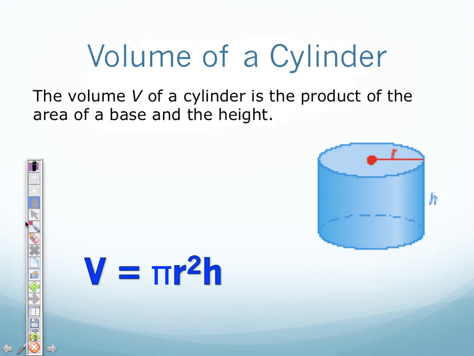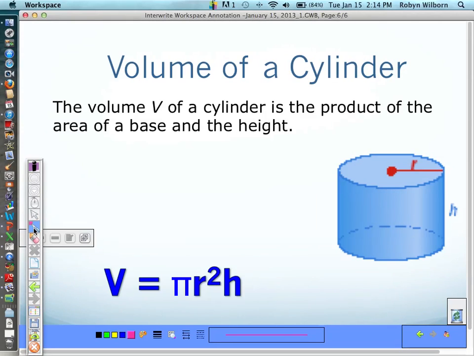Grab your highlighter or colored pen with you, because there's going to be some underlining that we need to do. So for the volume of a cylinder, it's a good idea to put this in parentheses so we know that's the letter that represents the volume of a cylinder.